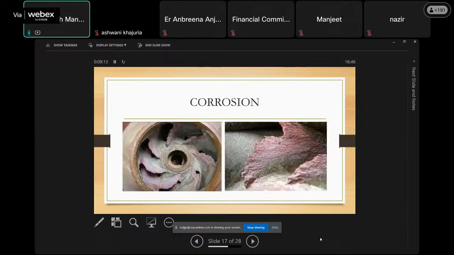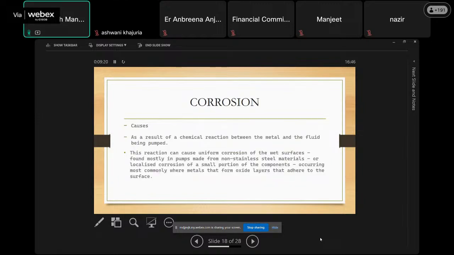The second cause of failure of pumps is corrosion. Corrosion is generally the chemical reaction between the metal and the fluid being pumped. The reaction causes uniform corrosion on the wet surfaces, found mostly in the non-stainless steel materials. It can also occur localized.